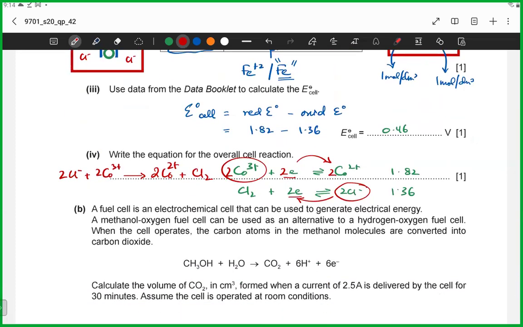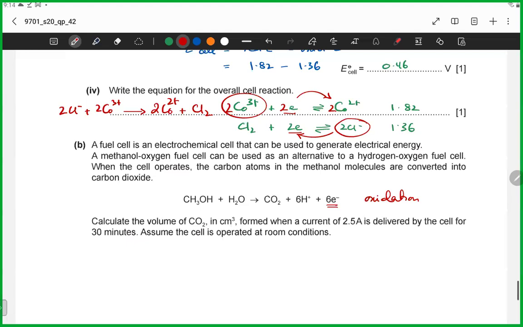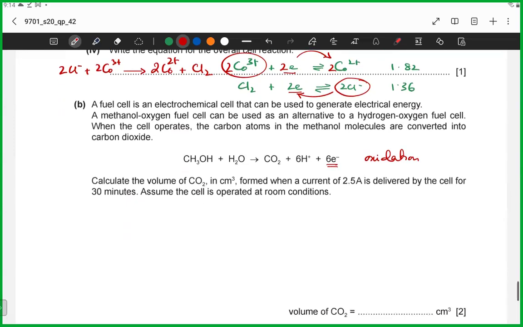A fuel cell is an electrochemical cell that can be used to generate electrical energy. So a methanol oxygen fuel cell can be used as an alternative to a hydrogen oxygen fuel cell. When the cell operates, the carbon atoms in the methanol molecules are converted into carbon dioxide. Now this is the oxidation reaction that's happening because electrons are getting produced. So it says, calculate the volume of CO2 in cm cube formed when a current of 2.5 amperes is delivered by the cell for 30 minutes. So it's basically a simple moles and Faraday constant question.